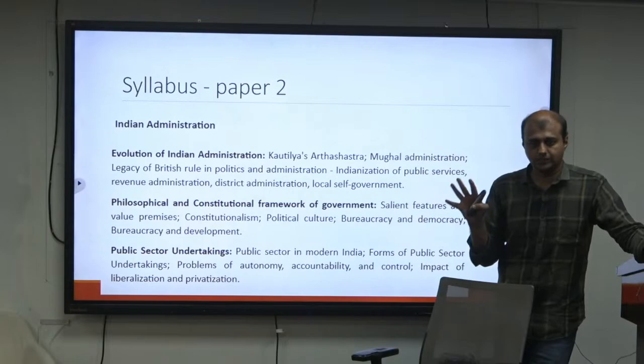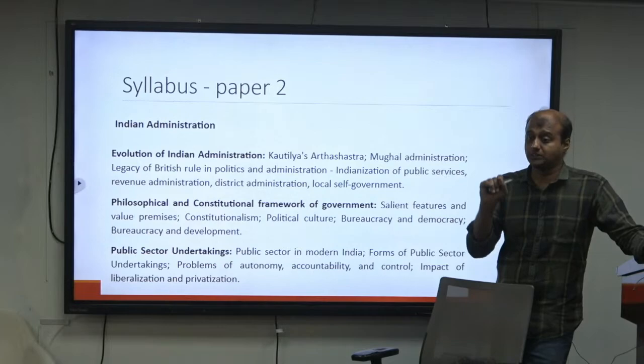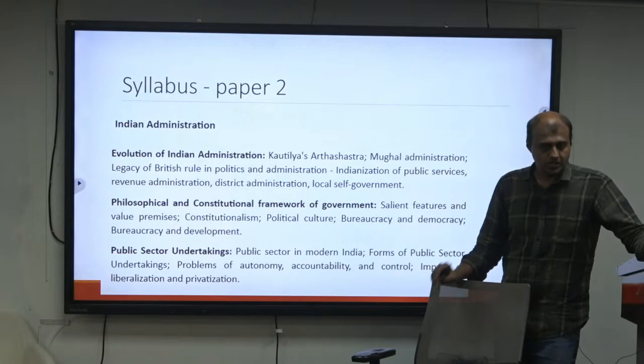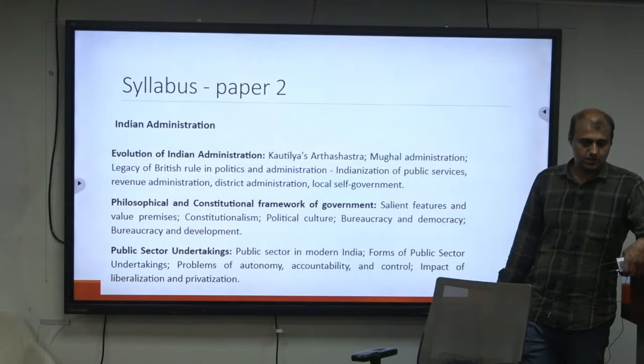For example, you might have heard of a term: Akbar introduced a system called the Mansabdari system. That Mansabdari system, we have to study in detail here. And so, Zat, Savar, so many keywords are there. What is the concept of this Mansabdari system? How did it evolve? All those details we'll study in Mughal administration.